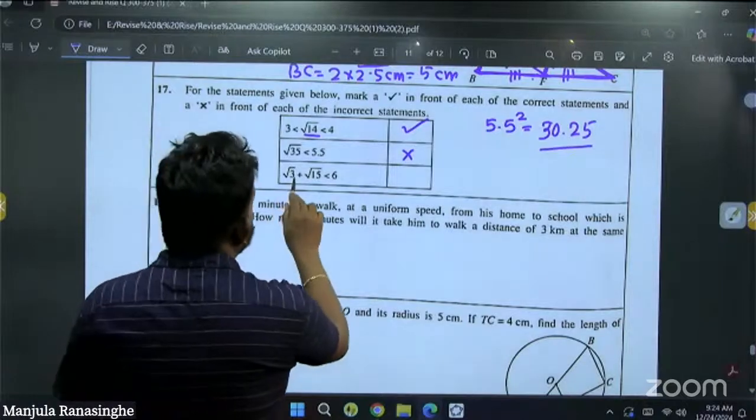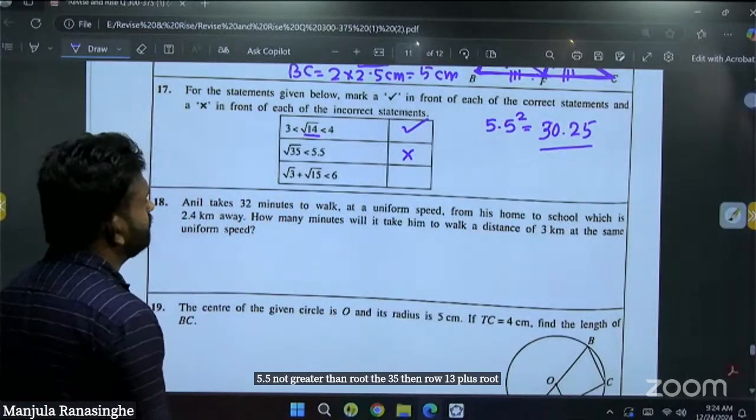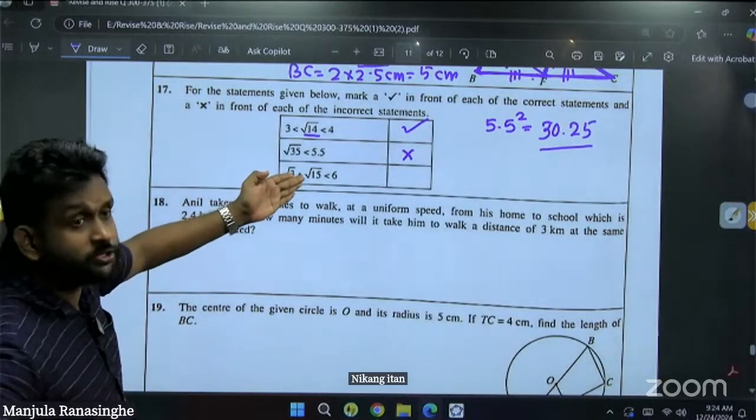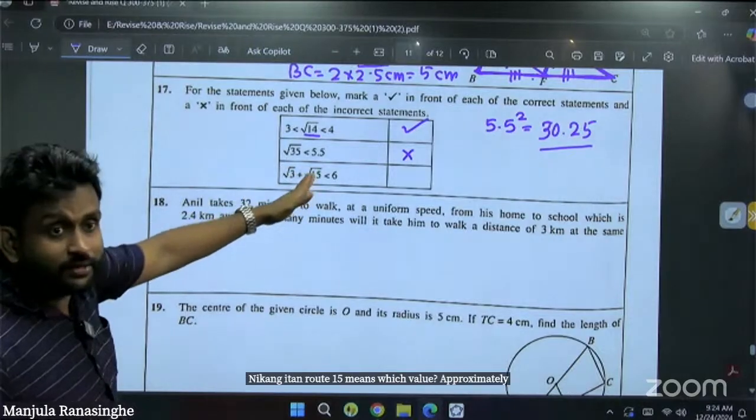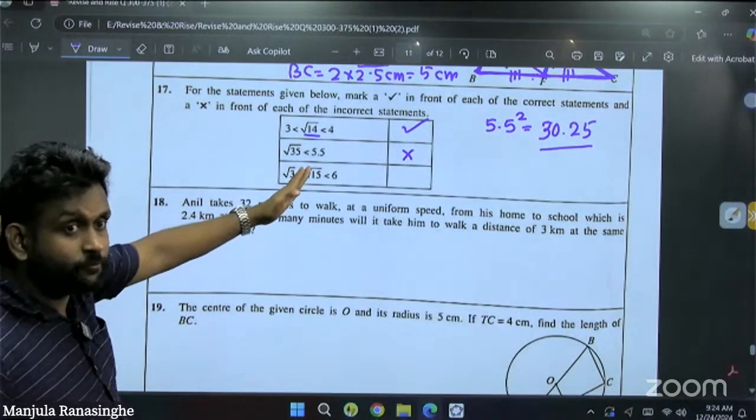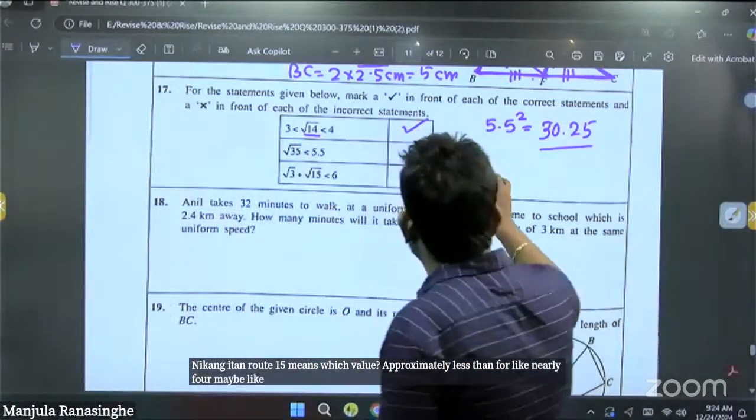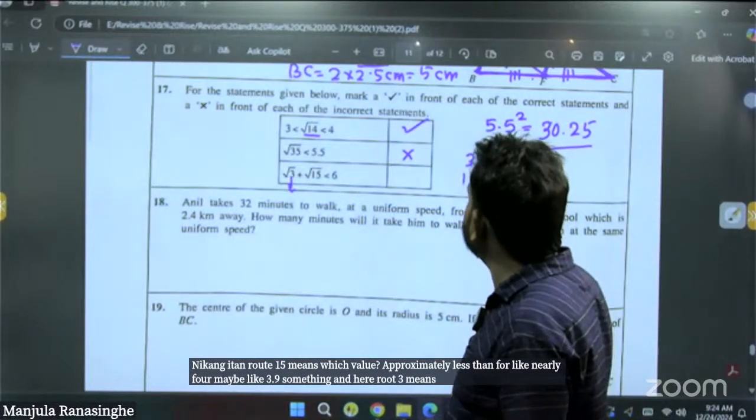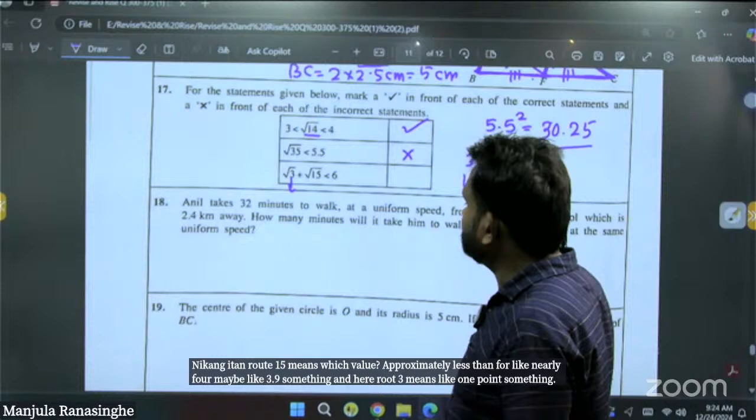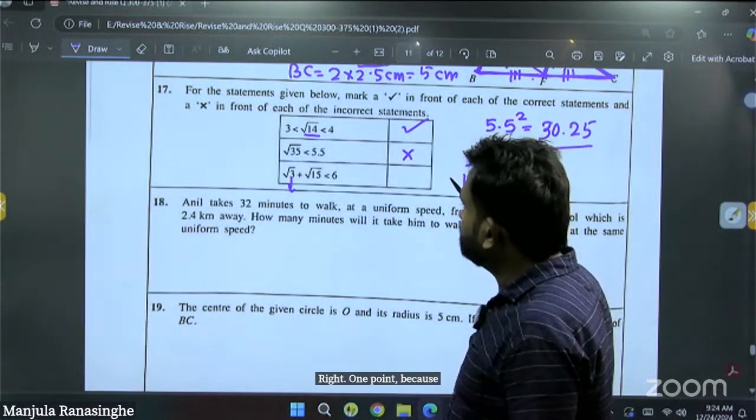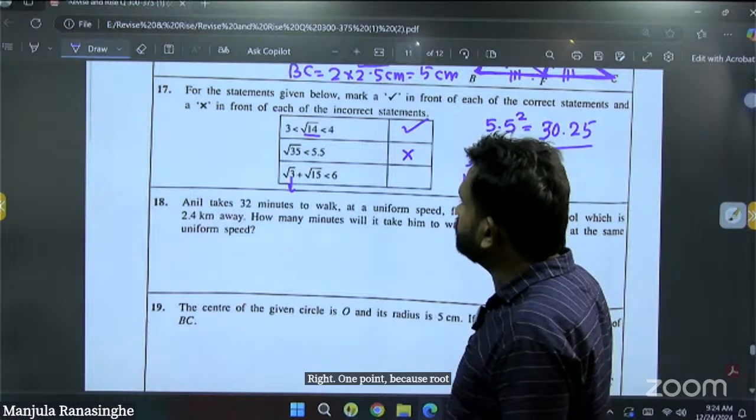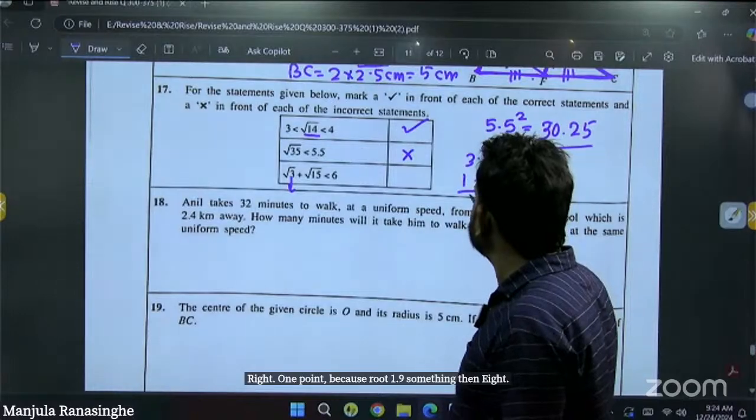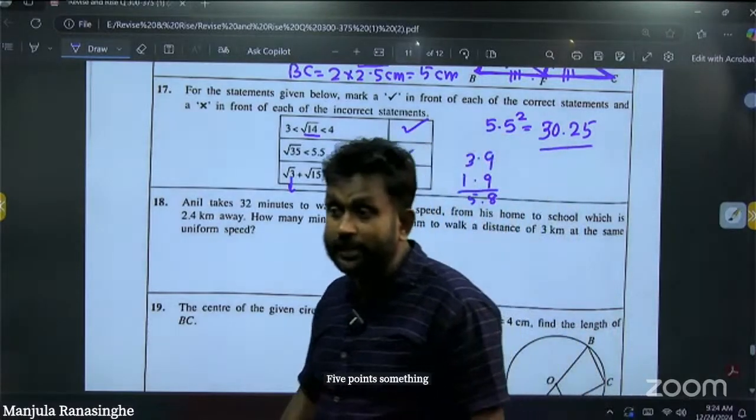Then root 13 plus root 3 plus root 15 is less than 6. Root 15 means which value? Approximately less than 4, nearly 4, maybe 3.9 something. And here root 3 is 1 point something, because root 4 is 2, so 1.9 something. Then root 13 is 3 point something, so the total is 5 point something. So that is less than 6.